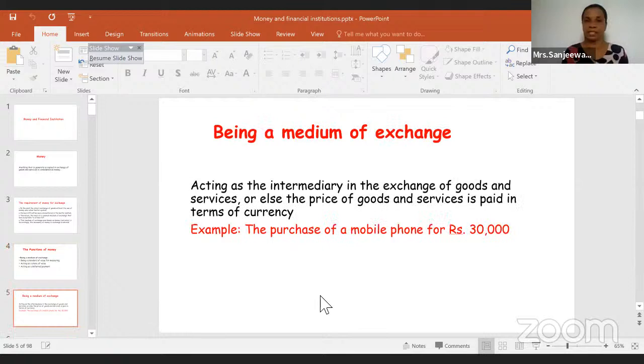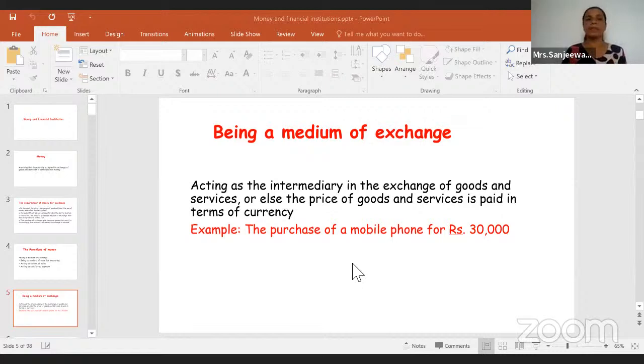What's the first function? Being a medium of exchange. The definition was given based on this, being a medium of exchange, acting as the intermediary in the exchange of goods and services. The price of goods and services is paid in terms of currency. When you purchase a book, you pay 50 rupees. When you purchase a pen, you pay 25 or 30 rupees. You pay in terms of currency. That is being a medium of exchange. That's one function.